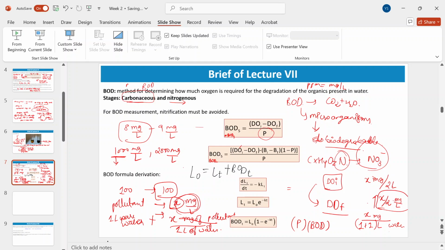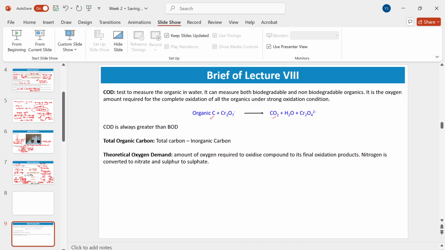Now, if you take the summation of all this, then L naught equals Lt plus BOD at any time T, right? So you put in what Lt is, and finally you get BOD in terms of the organics, which is nothing but L naught times (1 minus e to the power minus KT), right? Is it clear so far?